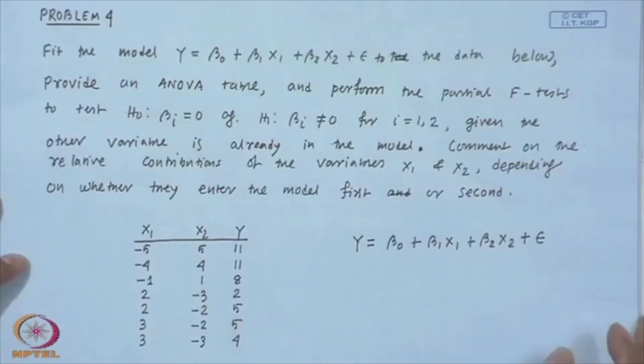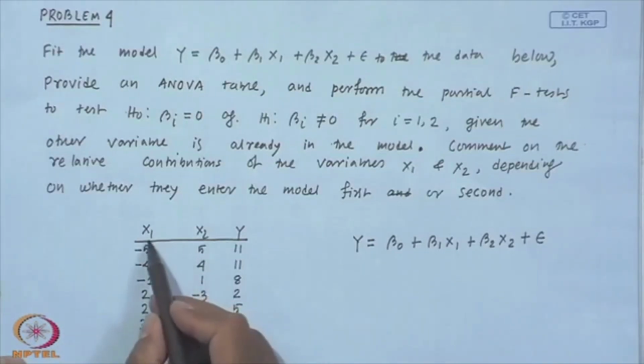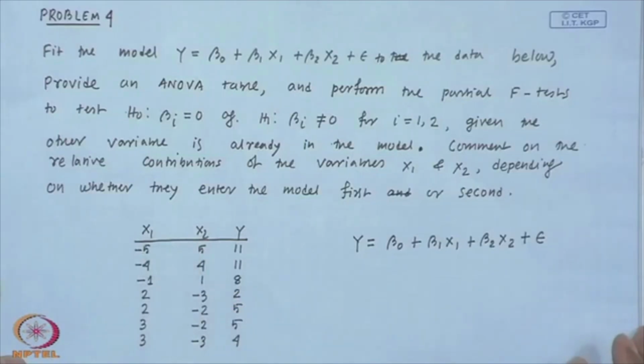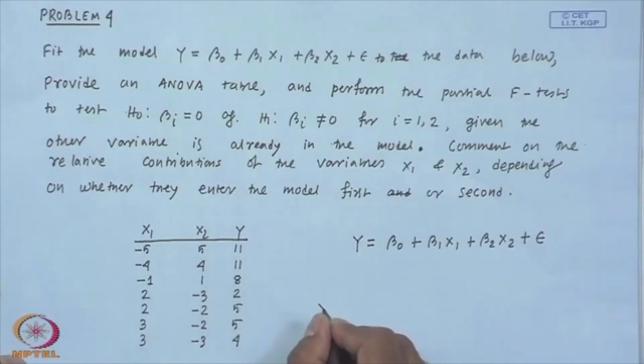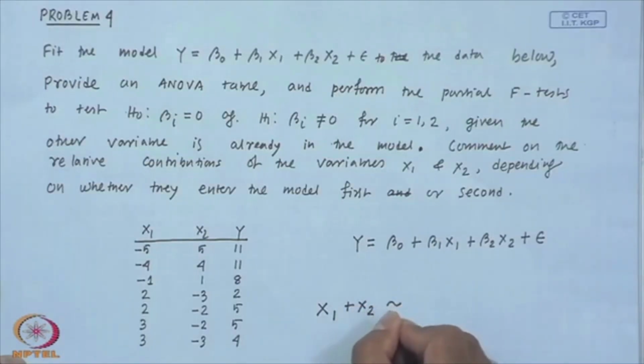Okay. But one more thing, I just want to say this problem is particularly interesting because of one more fact. Here you can see that in the data, x 1 and x 2 are not independent. I mean, x 1 can be written in terms of x 2. In fact, you can check that x 1 plus x 2 is almost equal to 0. So, these two regressor variables are dependent, right.